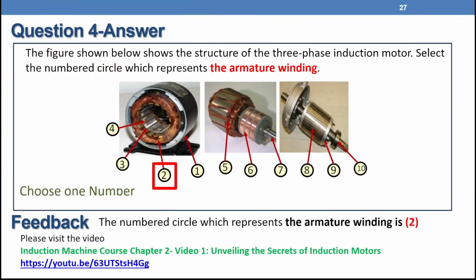Question number 4. The figure shown below shows the structure of the three-phase induction motor.